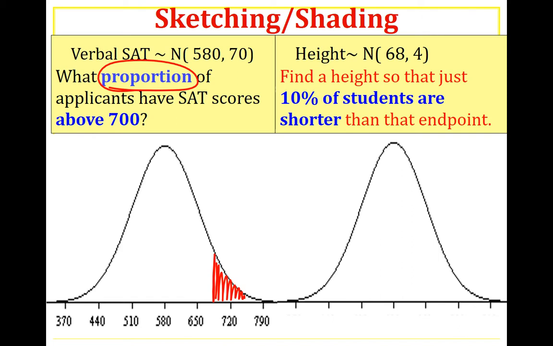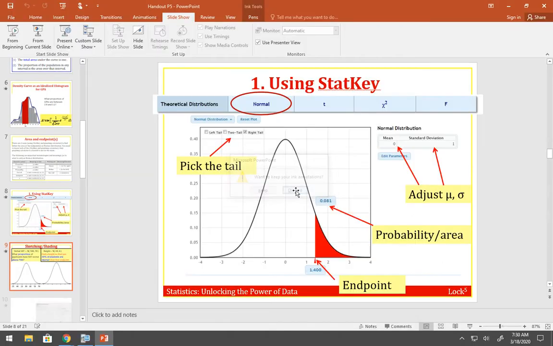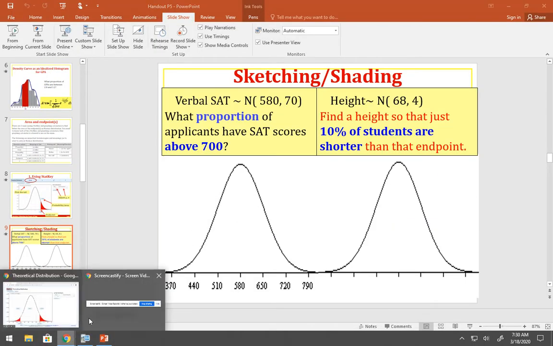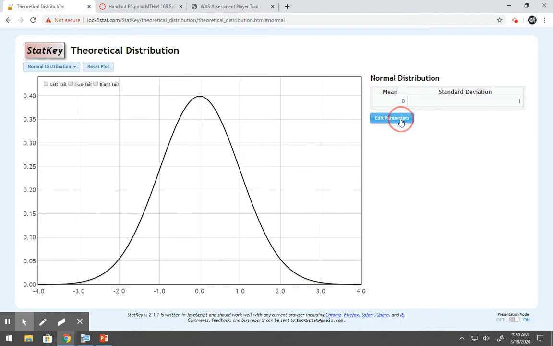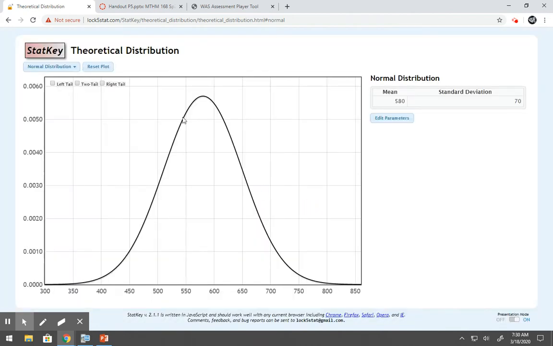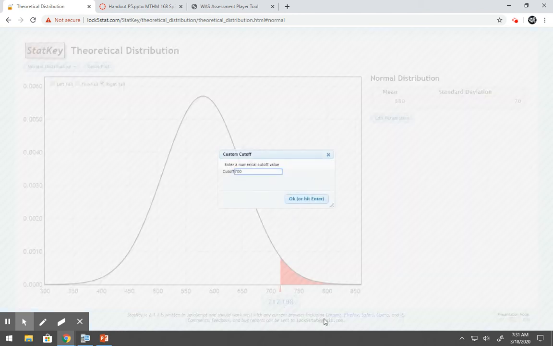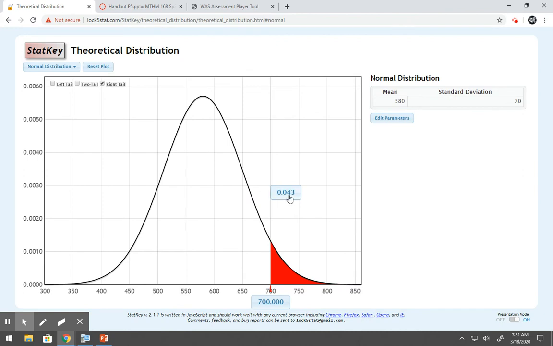Okay. Well, let's go to StatKey real fast and find that proportion. So we go into StatKey. Again, I have to get out of the system here. It'd be nice if I could just flop back and forth. So I'm going to reset my plot. I'm going to edit my parameters, 580 and 70, say OK. I'm going to pick right tail, and I want this bottom score to be 700. And I have approximately 0.043, or 4.3%. So my p-value, for the people or things that were above, is approximately 0.043.